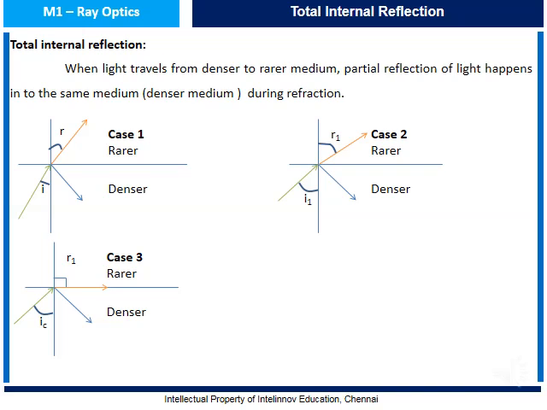If we increase the angle of incidence beyond this point, then no refraction will take place and all the light will be reflected inwards. That is, total internal reflection occurs. This angle of incidence at which the refracted ray passes along the surface is termed the critical angle of incidence.